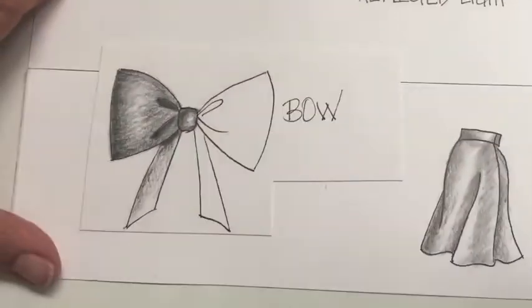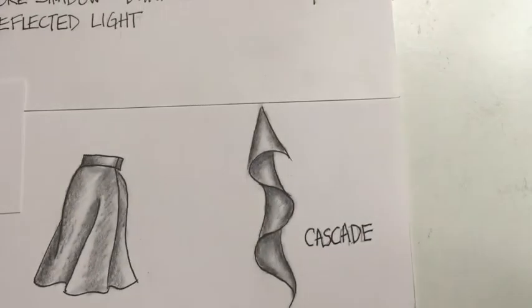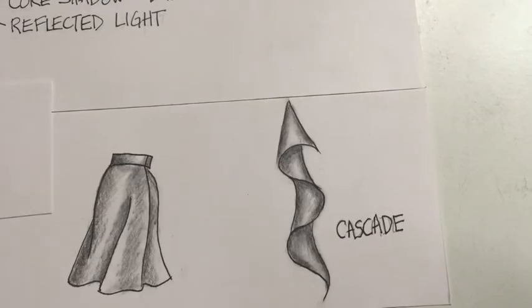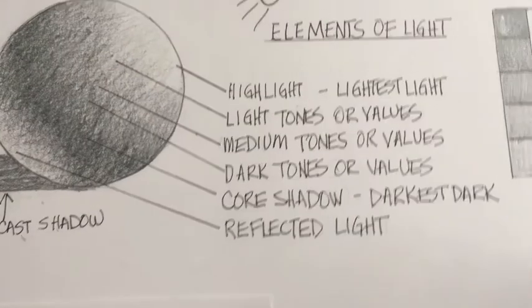And then these are just some examples of things that are shaded that we will do later. So that's the elements of light.